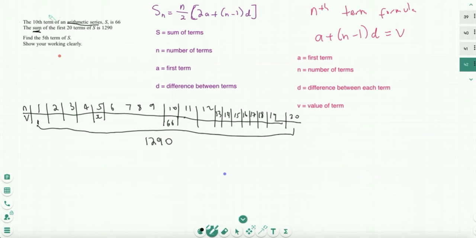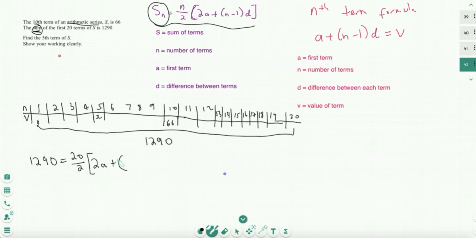Well, since we know the sum of a sequence, it's always just best to use your sum of series formula, okay? So if you don't know what to do, but you see something about a sequence and we're adding the sequence together, just use the sum of series formula and plug in the blanks. So S is 1290, equal to n over 2, where n is the number of terms. The first 20 terms add to 1290, times 2 times A. A is the first term. Well, we don't know what the first term is, so just 2A.